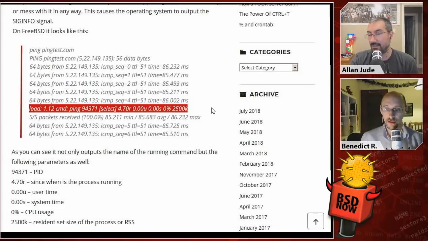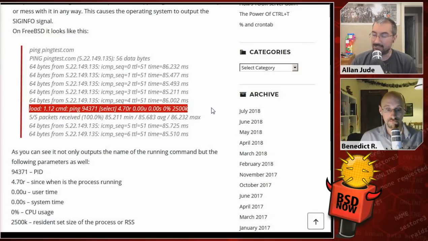In this case, it's waiting on the select system call, basically waiting for the ping response to come back or for the delay between pings to expire so that it can send another ping. Then it shows how long the process has been running, what percentage of user CPU time and what percentage of system CPU time it's using, how much CPU is in use on the system in total, and how much memory this process is using, 2.5 megabytes.